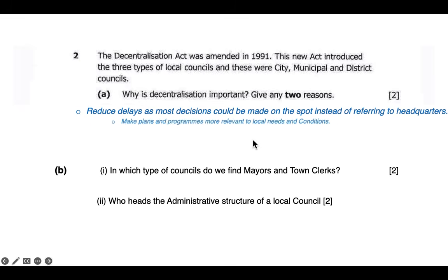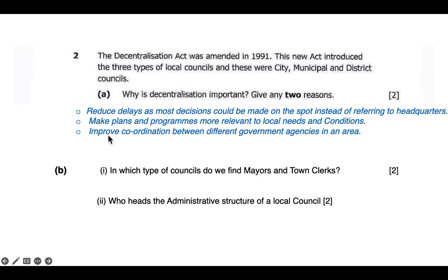And then the second one we can state: make plans and programs more relevant to local needs and conditions. So plans are made quickly. For the sake of studying, we can add others. We can also add: improve coordination between different government agencies in an area. And then also: reduces the burden on senior staff at the national level.